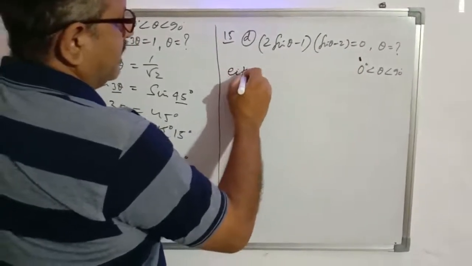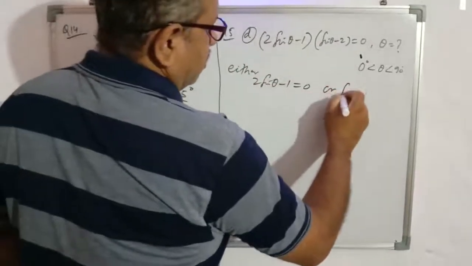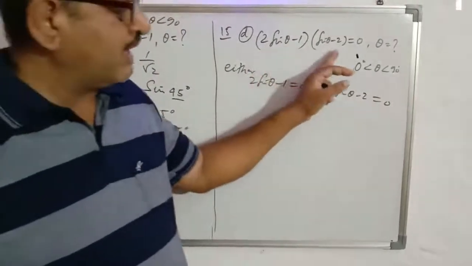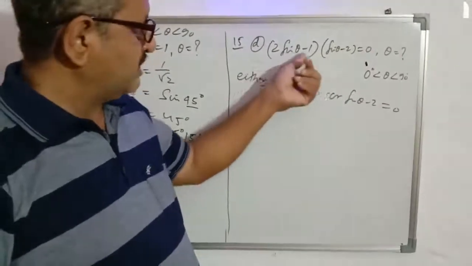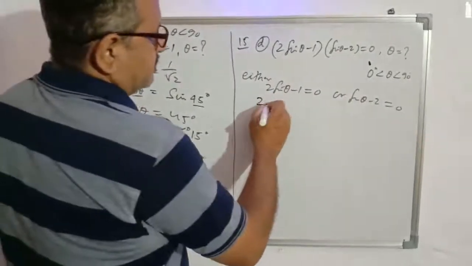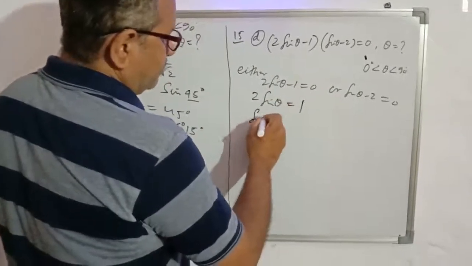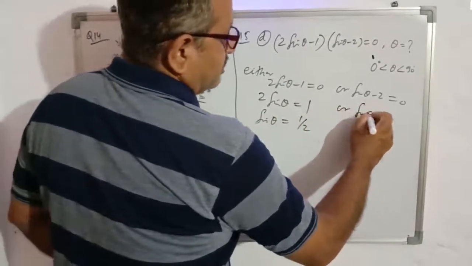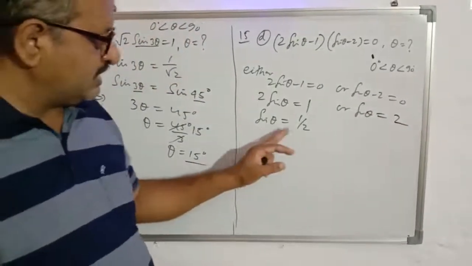So we can write either 2 sine theta minus 1 is equal to 0 or sine theta minus 2 is equal to 0. If product of two brackets is 0, we will equate each bracket equal to 0. So 2 sine theta minus 1 is equal to 0 or sine theta minus 2 is equal to 0. So 2 sine theta, transpose minus 1, it will be 1. What will be sine theta? 1 by 2. Or sine theta is equal to, transpose minus 2, it will be 2.